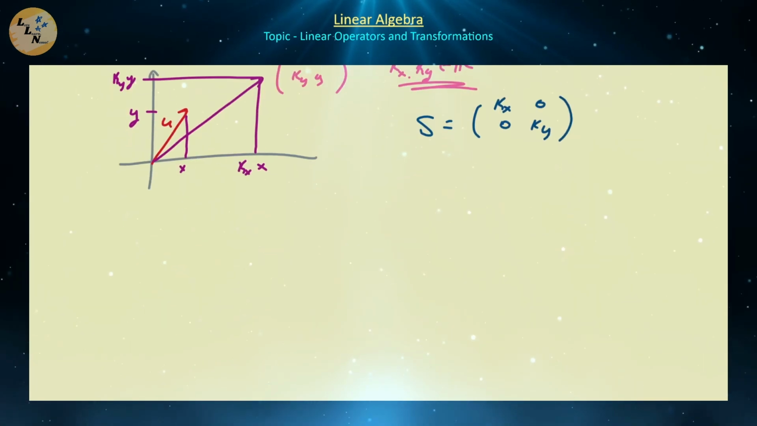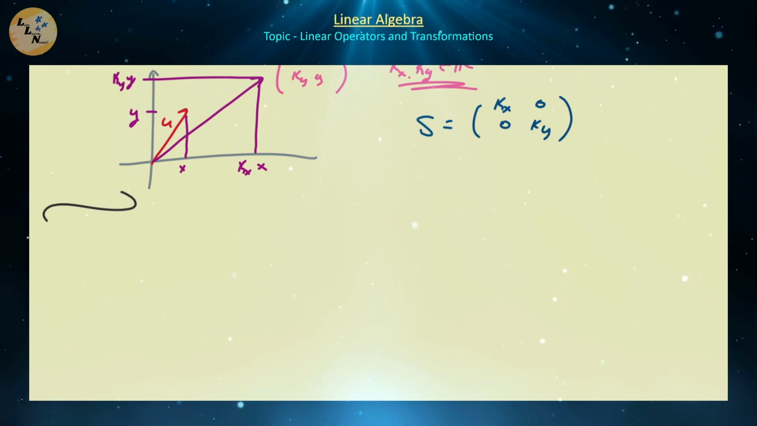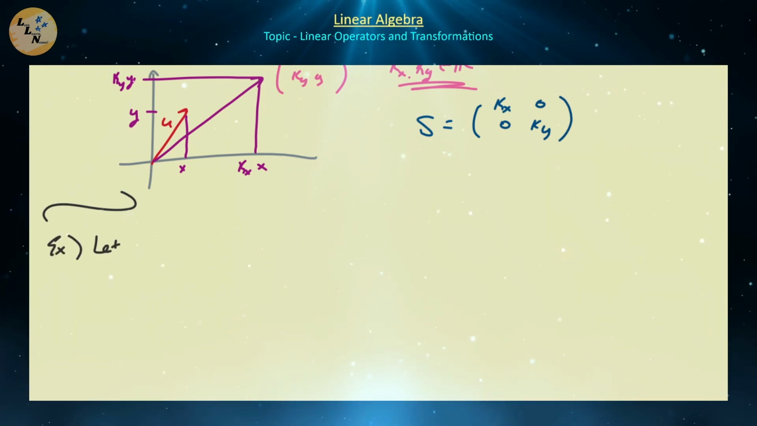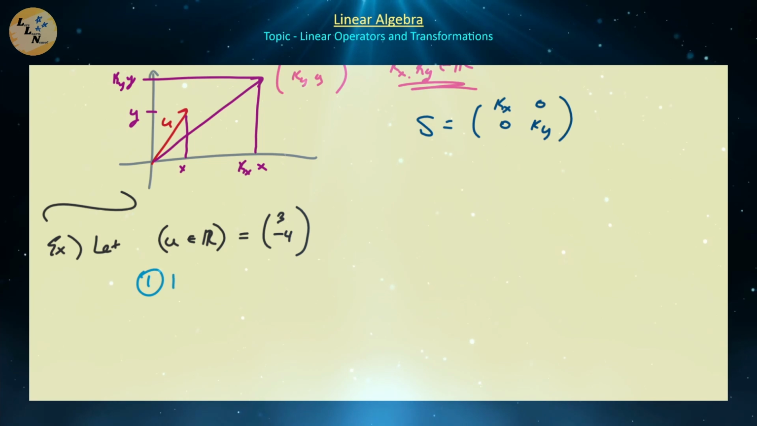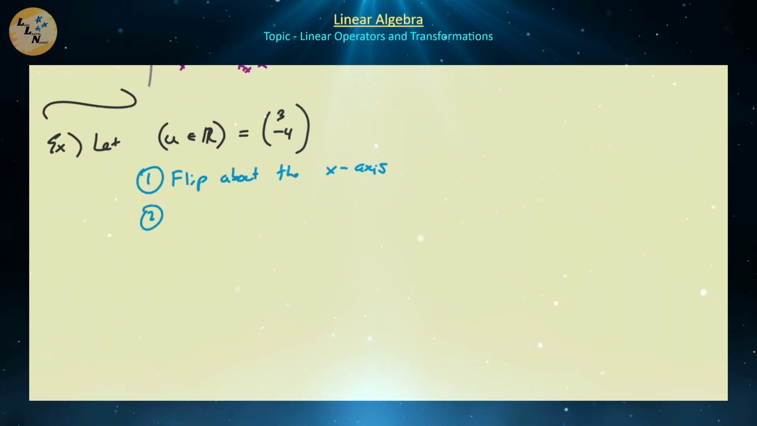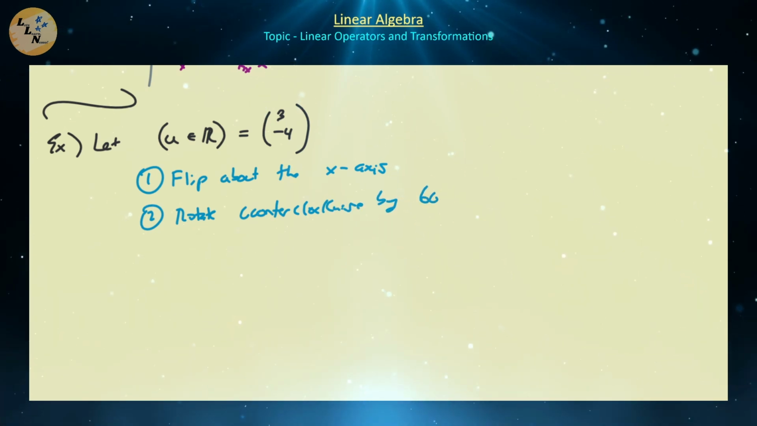So let's look at an example where we might want to combine all of these at once. Let's assume we have u, which of course belongs to R2, equal to the vector 3, minus 4. Now let's assume that we want to perform the following transformations. In particular, we want to flip it about the x-axis first. And the second thing we want to do is rotate counterclockwise by 60 degrees, which is the same as pi over 3 radians, in case you don't know.